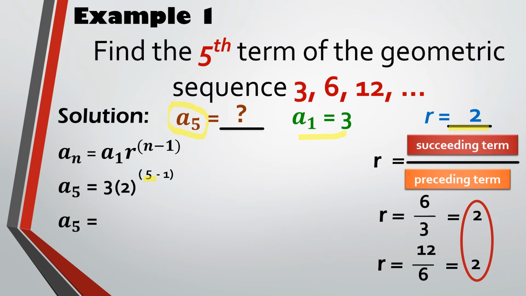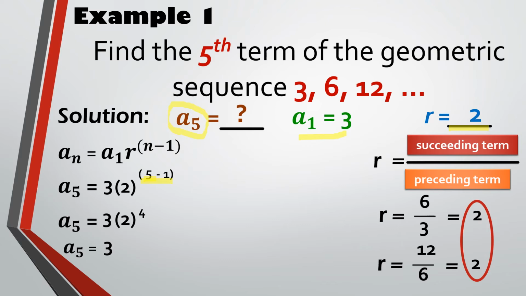Now, let us continue. So a sub 5 is equal to copy 3, and then copy r, which is 2, and then solve for 5 minus 1. That is equivalent to 4. So again, first, you need to compute the exponent of the number. So that is 2 raised to 4, which means you multiply 2 4 times. Okay? So what is 2 times 2?